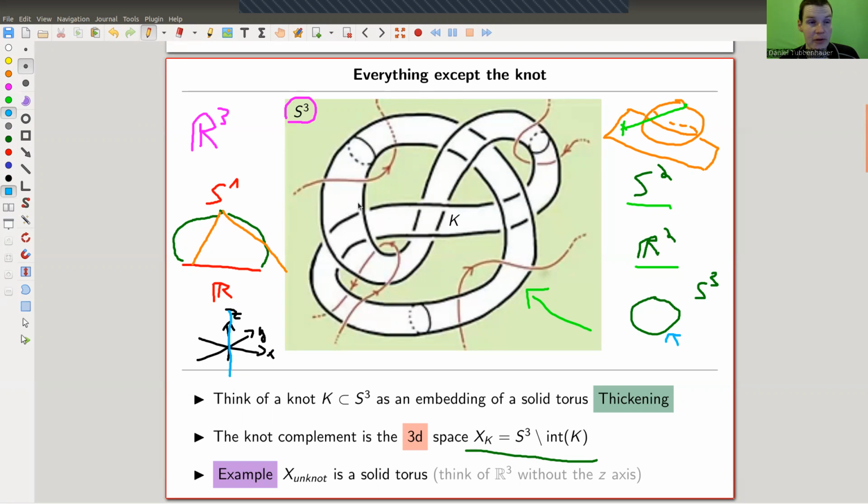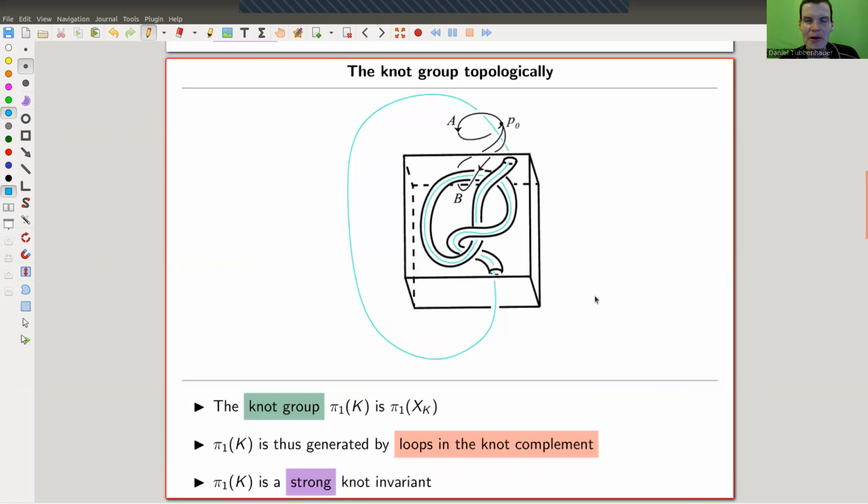We'll write down a more explicit statement in a few slides. Okay, but whenever you have some complicated object, you would like to associate to it something simpler, like a number or polynomial, or in this case, a group. So what you do is you associate to it pi1, and that's called the knot group.